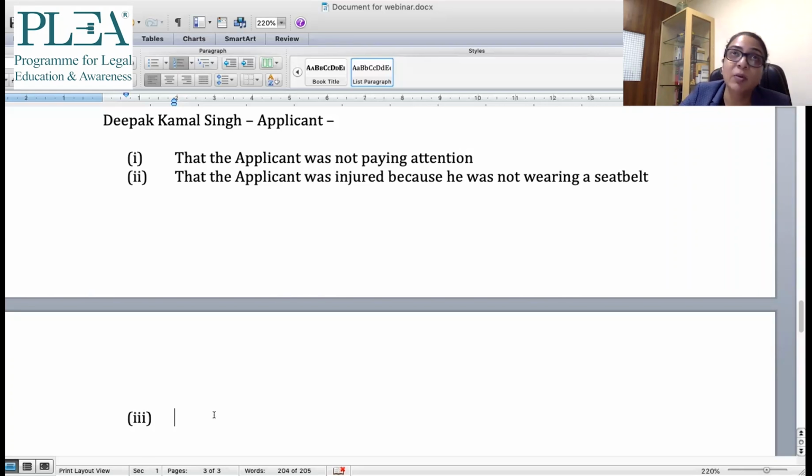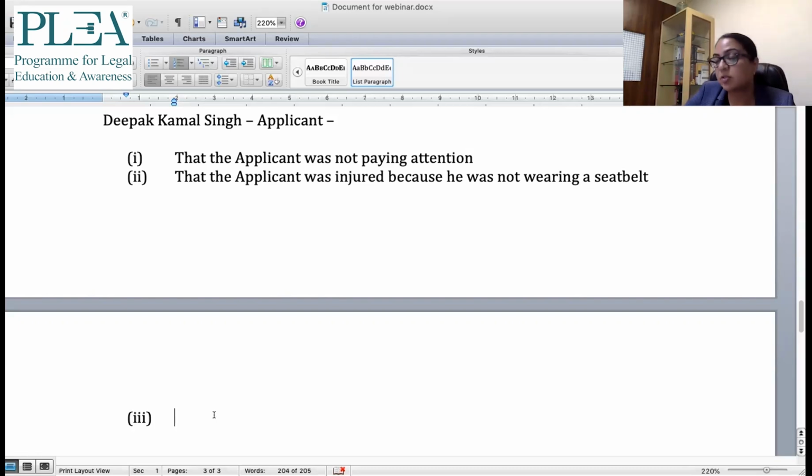But whether he was required to wear the seatbelt or not, if he had worn the seatbelt, maybe he wouldn't have been injured, right? It may not be something conclusive if he was not required to wear the seatbelt in the parking lot, but it would be something in favor of the opposite party, right? That if he had worn a seatbelt, if he had been careful, then he wouldn't have got injured.